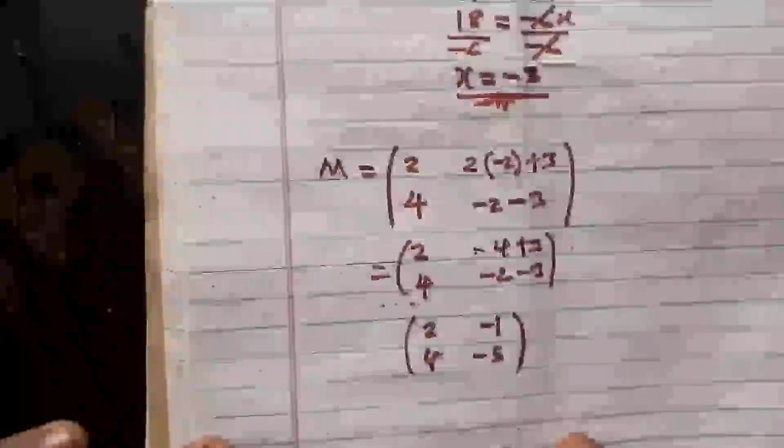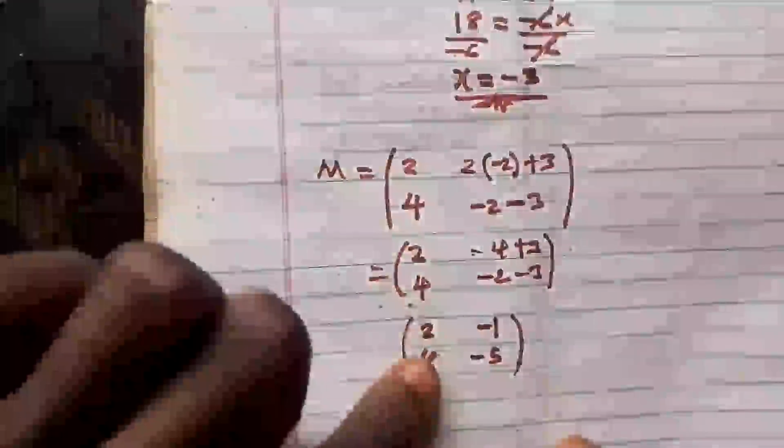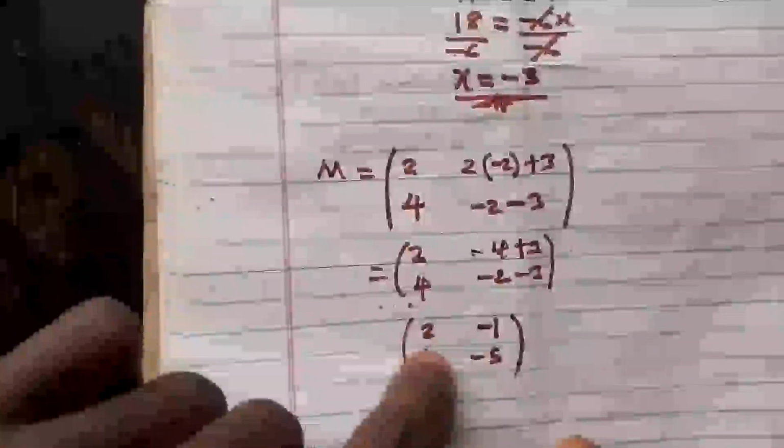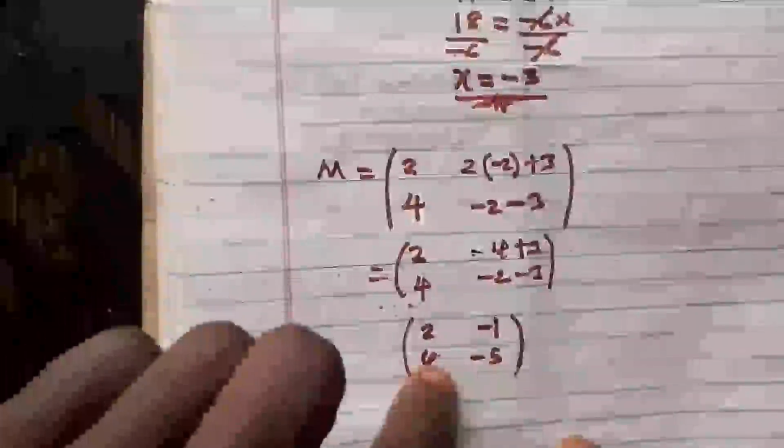Okay, now on this part here, this one is just an explanation. So when you are answering in an exam, just go direct by writing matrix M like this.